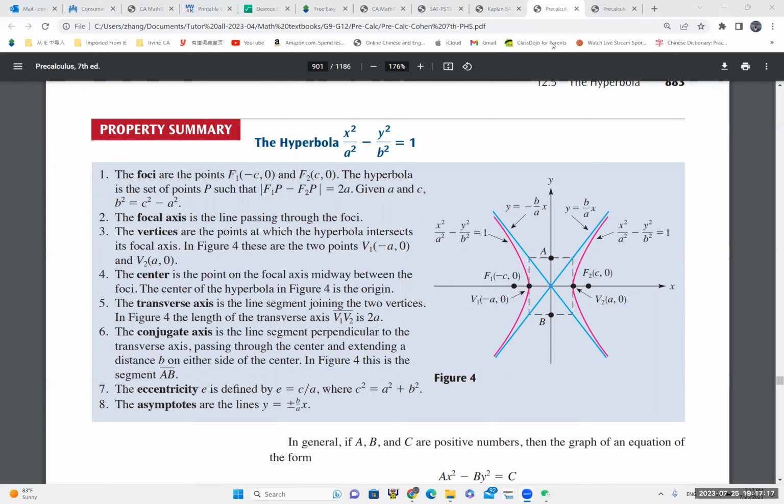Now this is kind of different from the ellipse, right? Remember in the ellipse, it's c squared equals a squared minus b squared. So this is more like a right triangle, where c represents the hypotenuse. So this is a, this is b, the distance b. Then c is the hypotenuse. The asymptotes are y equals positive or negative b over a.